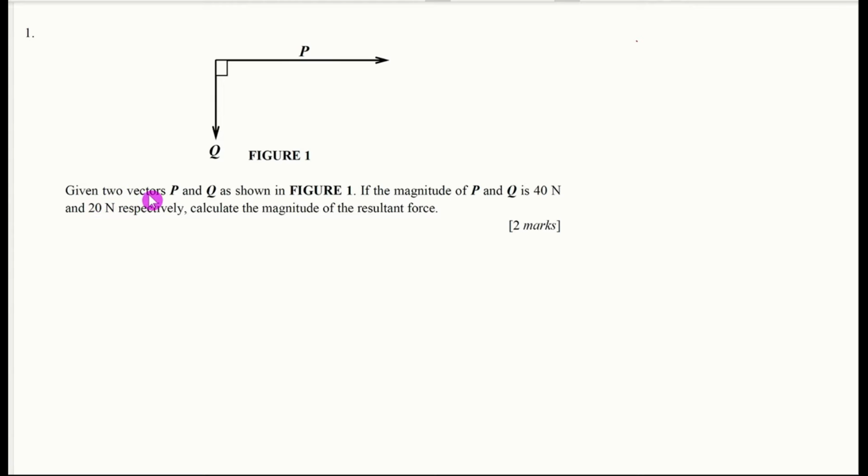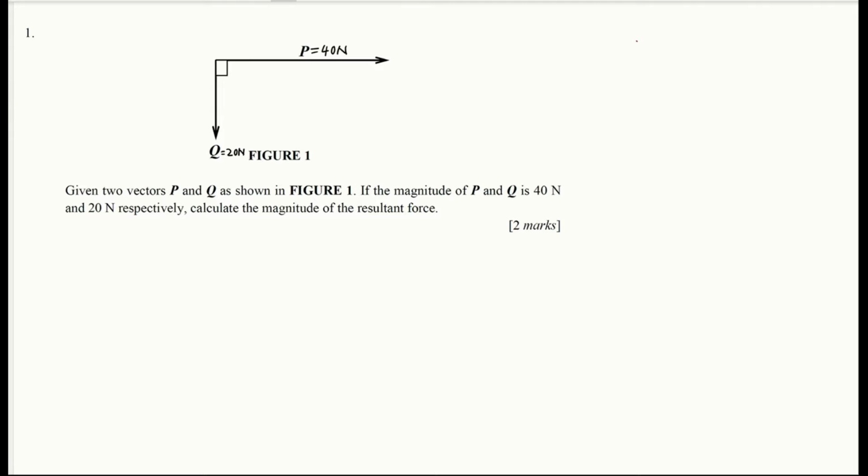So given two vectors P and Q as shown in figure 1 here, if the magnitude of P and Q is 40 Newton and Q is 20 Newton, so calculate the magnitude of the resultant force. So here we want to calculate the resultant force. So in this case, we have P is equal to 40 Newton. And then Q is equal to 20 Newton.